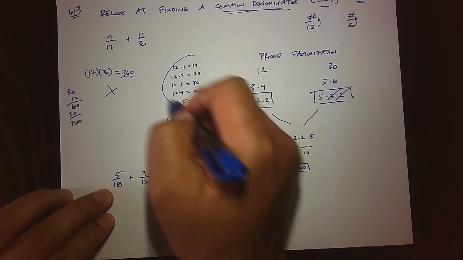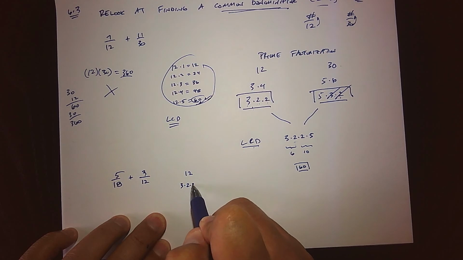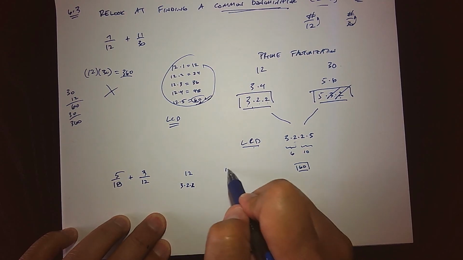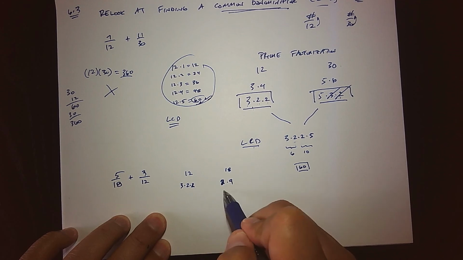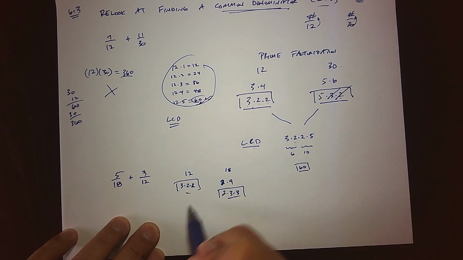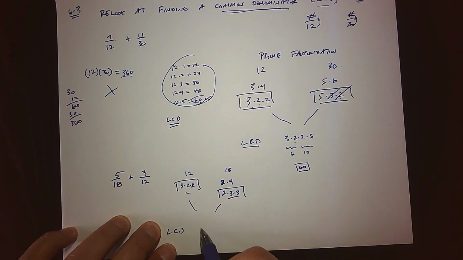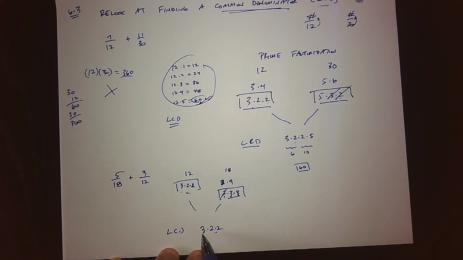Again, you could use this trick, but using the prime factorization, 12 we already know breaks down into 3 times 2 times 2. 18, well, that's 2 times 9, and that's 2 times 3 times 3. So there's the 2 prime factorizations. So what's the LCD? Well, let's start with mom. For sure, we have to have a 3, a 2, and a 2 in it. So what about dad? Well, dad wants to contribute a 2. We've got 2 of them, don't need it. Dad wants to contribute 2 3s, and right now we only have 1.